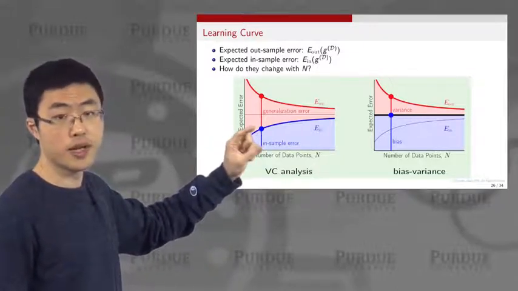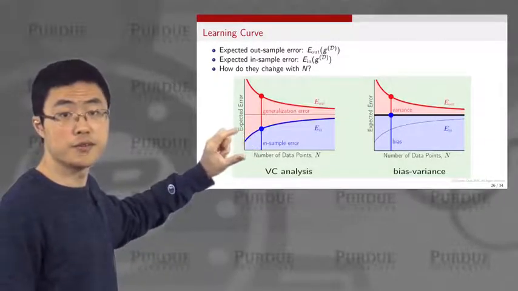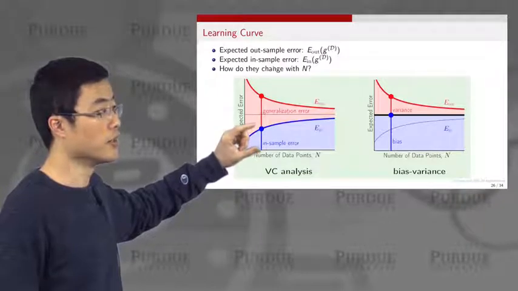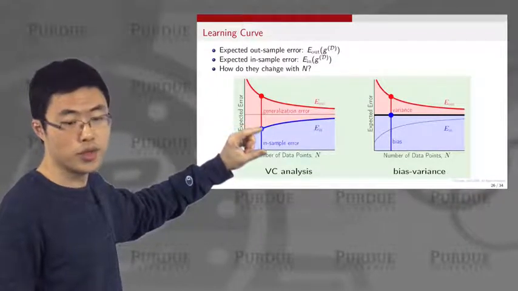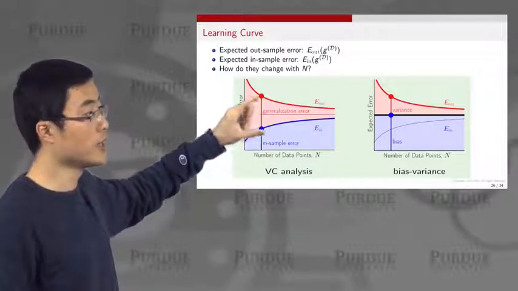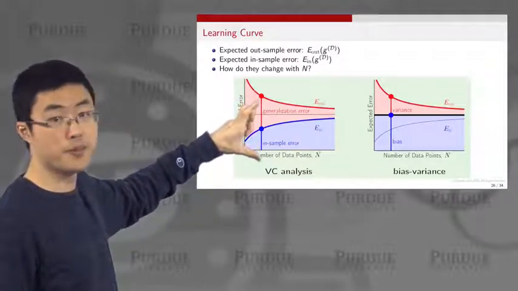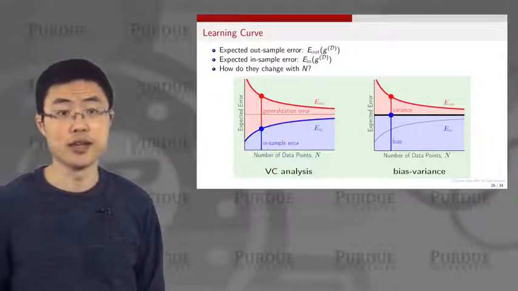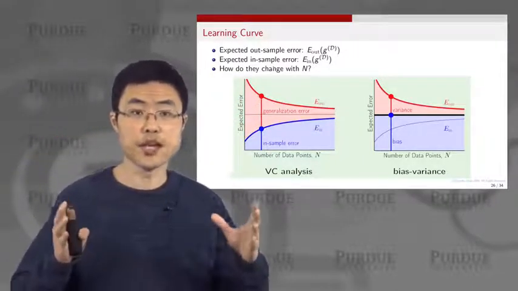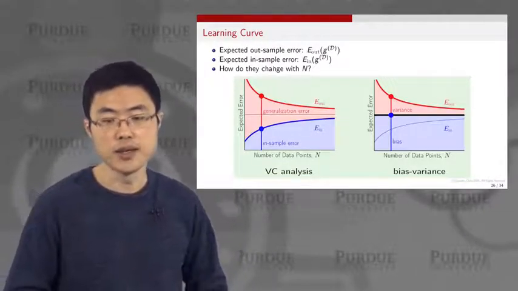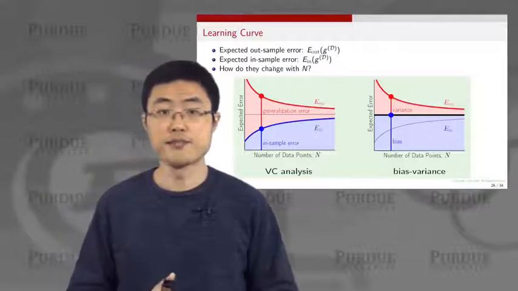This is the in-sample error. This gap is measuring how far you are from 0 to the point that you can train. Then this gap will be the out-of-sample error, and the difference between them is what we call the generalization error. So VC dimension is trying to capture the generalization error by looking at E in and E out. Now, how about the bias and variance?